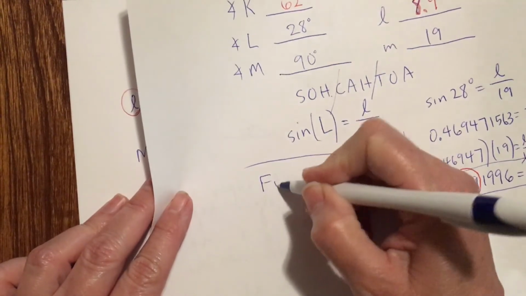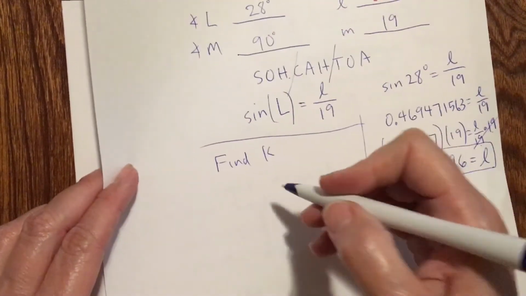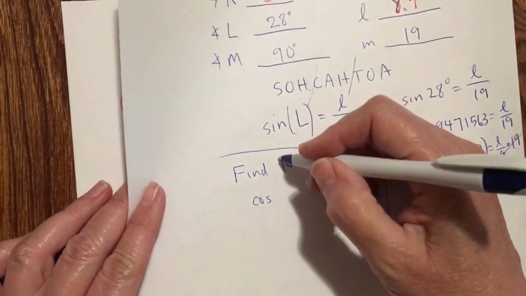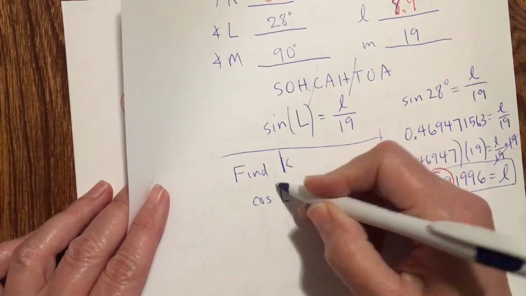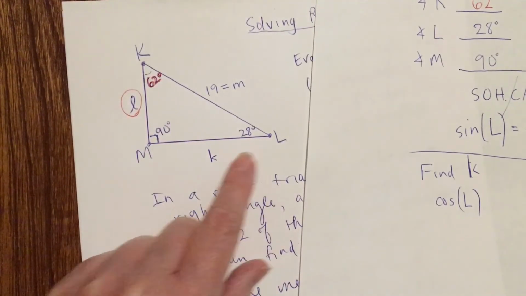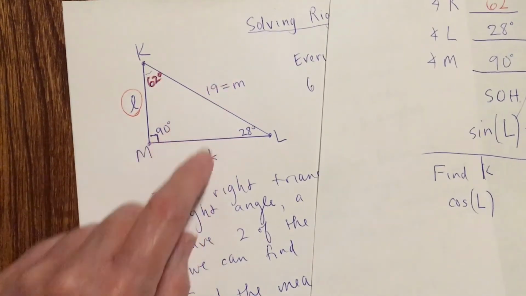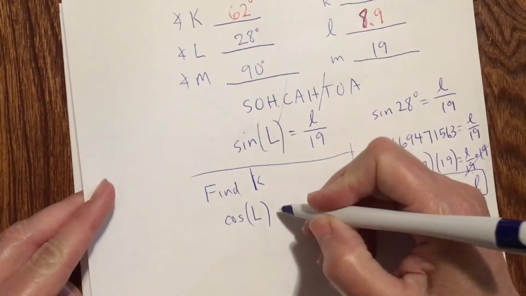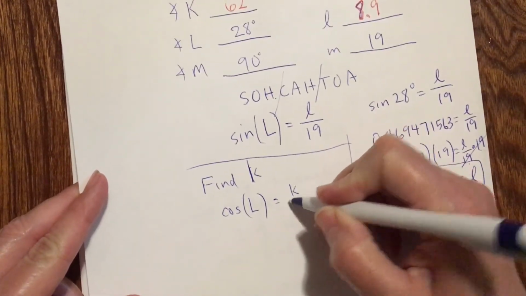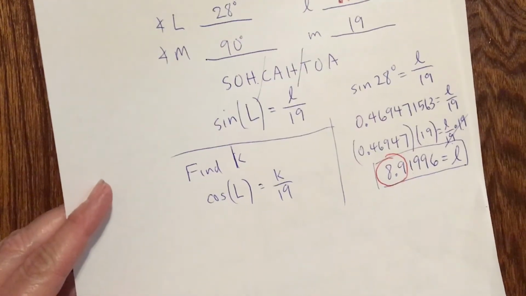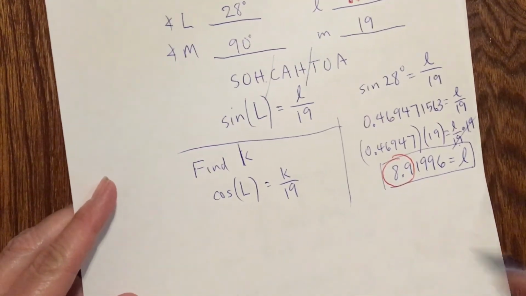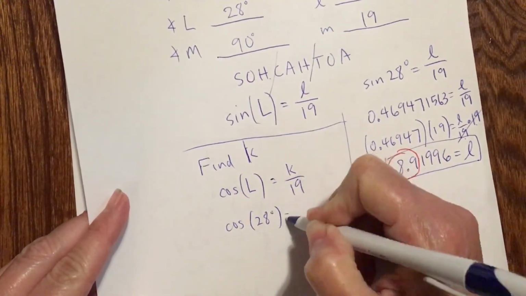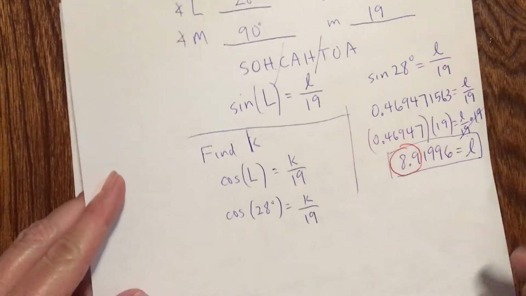So to find K, I'll write the cosine of L equals K over 19, because K is adjacent to angle L. So cosine of L is K over 19. Angle L, capital L, is 28 degrees. Let's fill that in. The cosine of 28 degrees is K over 19.